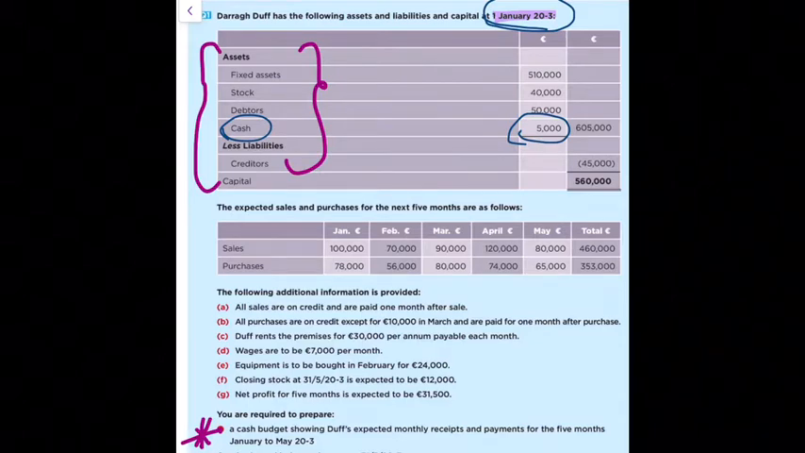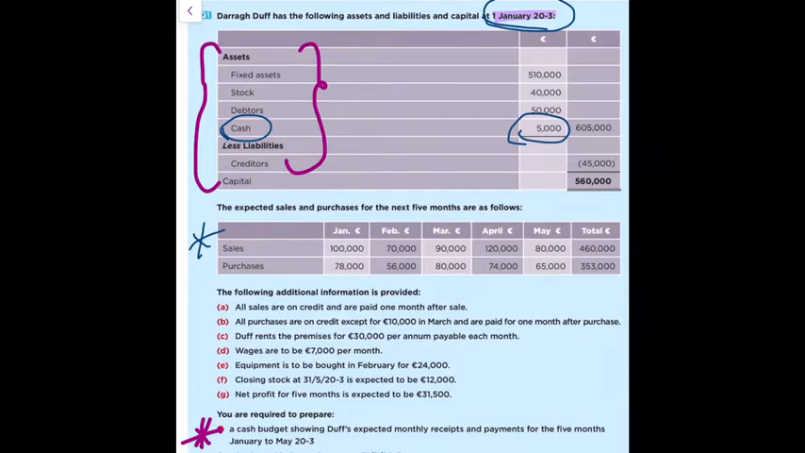So you'll see me putting that into the answer. Then, looking at the second box, the expected sales and purchases for the next 5 months are as follows. We have sales of 100,000 in January, 70,000 in February, 90,000 in March, 120,000 in April and 80,000 in May. Similarly, we have our purchases: 78,000 in January, 56,000 in February, 80,000 in March, 74,000 in April, and 65,000 in May.